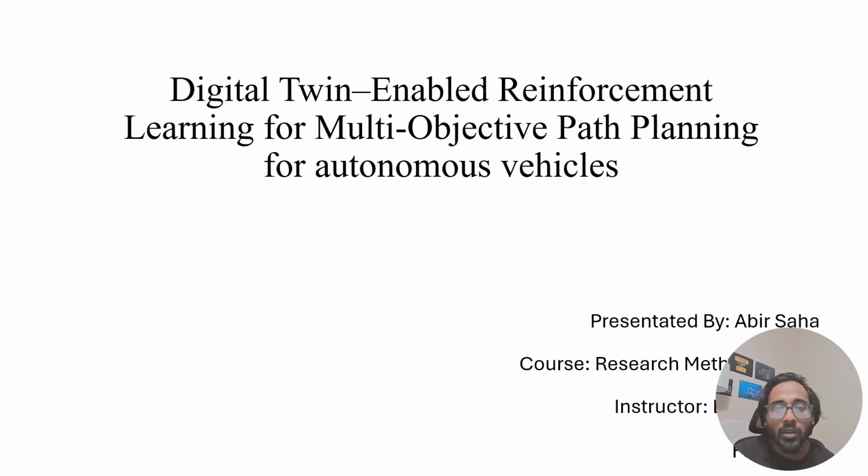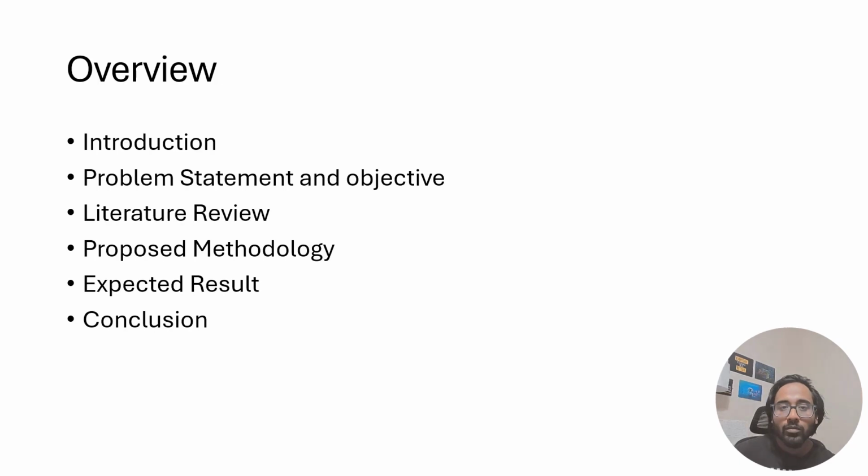The topic that I worked on is digital twin enabled reinforcement learning for multi-objective path planning for autonomous vehicle. So here is the overview. The first one is the introduction, the second one is the problem statement and objective. Then I will discuss the literature review and the proposed methodology. After that, I will discuss the expected result and conclusion.